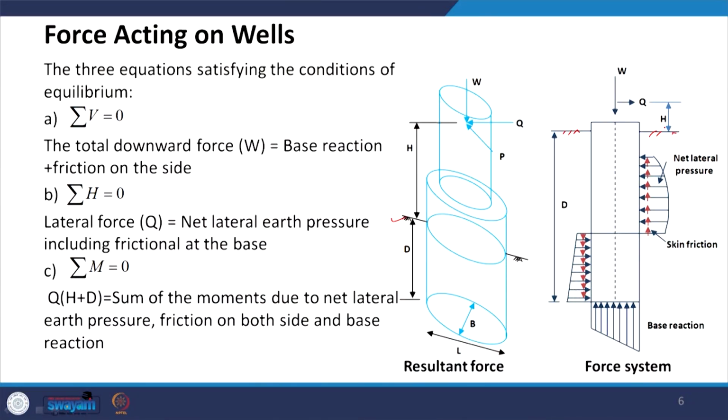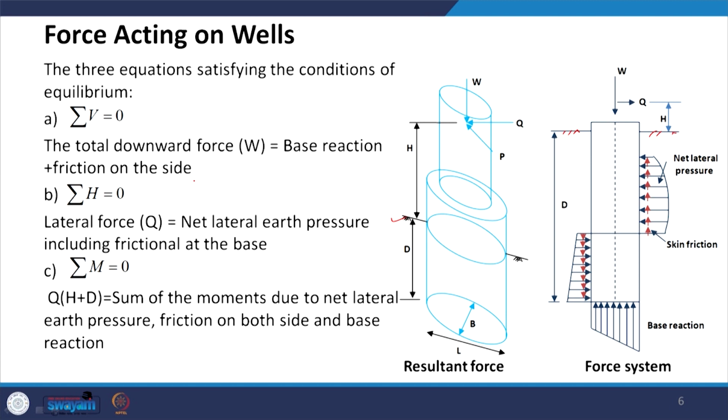The third equilibrium equation comes from the moment equilibrium, where all the moments acting should be 0. So, the first one, vertical, relates to summation V equal to 0: weight W plus friction force on the side. Weight will act downward, friction force will act upward. Summation of H equal to 0 simply says the lateral force Q is equal to the net lateral earth pressure, including friction at the base.